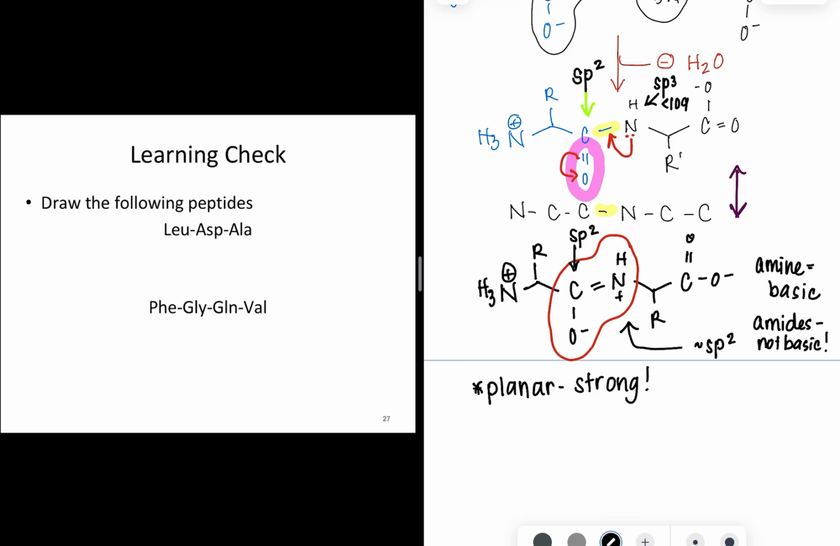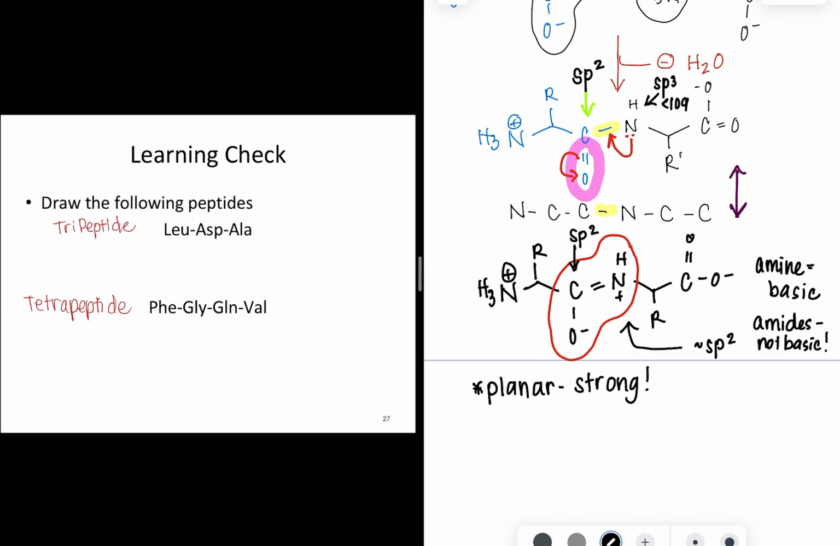If I am drawing this, this is a tripeptide. And this is a tetrapeptide. Again, I encourage you to go ahead and try to do all of these on your own. Look up the structure of leucine, asparagine, and alanine, phenylalanine, glycine, glutamine, and valine, and put these together.